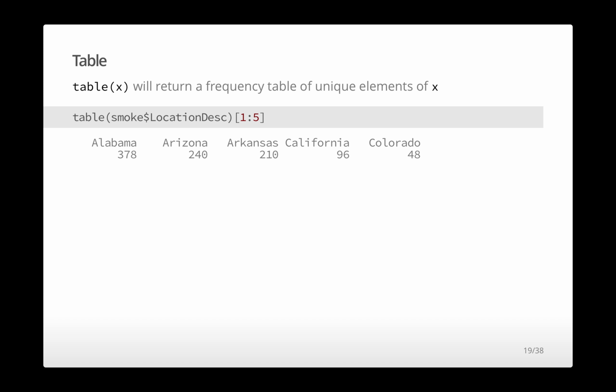Table. There's a tabulate command in Stata, but pretty much you use table in R. You table them and it gives you a frequency table. You can pass in one vector, which we're going to do right here. Later we're going to pass in two vectors if you want a crosstab or a two-dimensional table. Again, we're just printing out the first 5. It says 378 cases in Alabama, 240, 210, 96. So I have 96 rows where the location description was California. Table, unique: new additions.